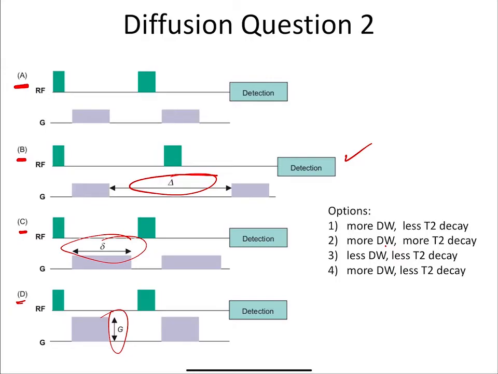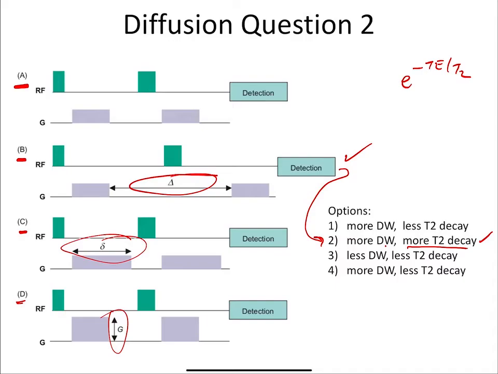So that's got the longest echo time, right? So that's going to have the most T2 decay, right? Because remember, there is a T2 decay that's e to the minus TE over T2. So there's only one answer that has more T2 decay. So B must go with 2, right? Okay. Everyone okay with that? Okay.